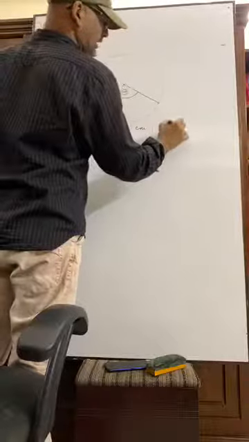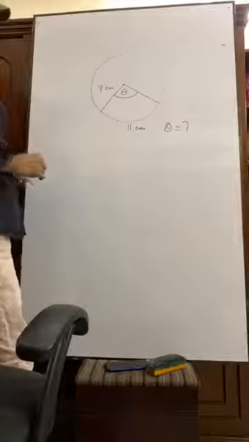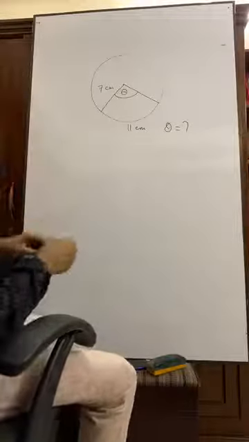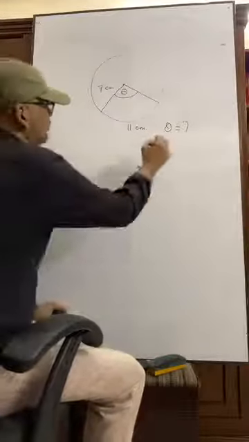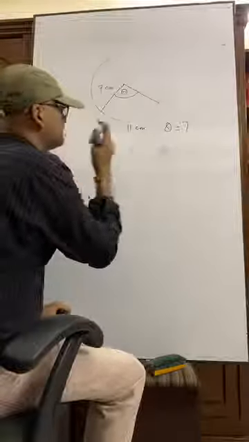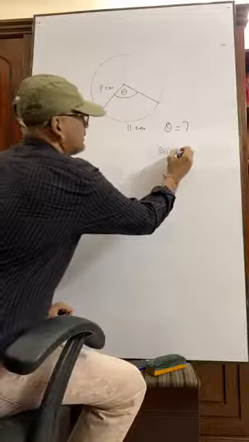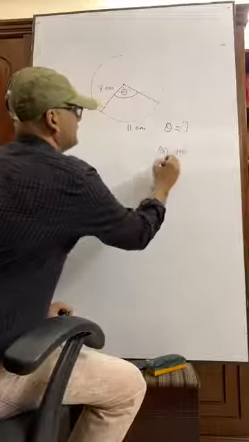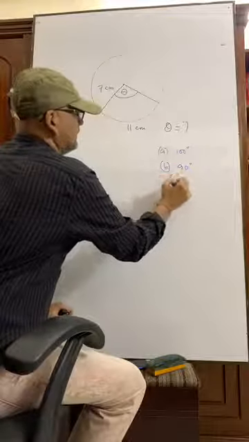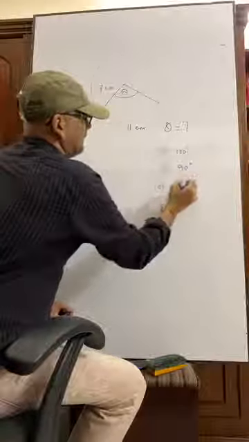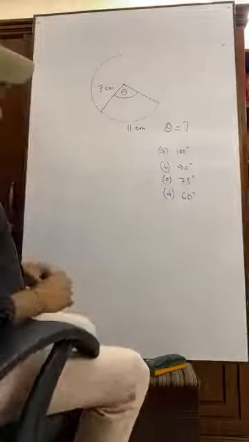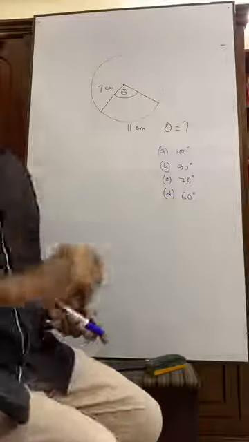What is the value of theta? This is the question. Theta equals to what? Options are 100 degree, 90 degree, 75 degree, 60 degree. Time 30 seconds. Do it.